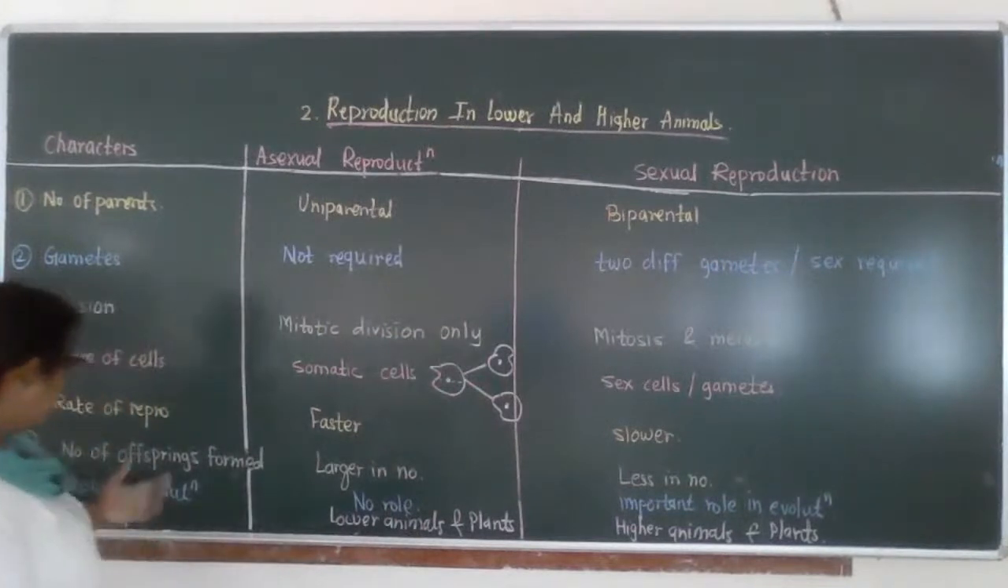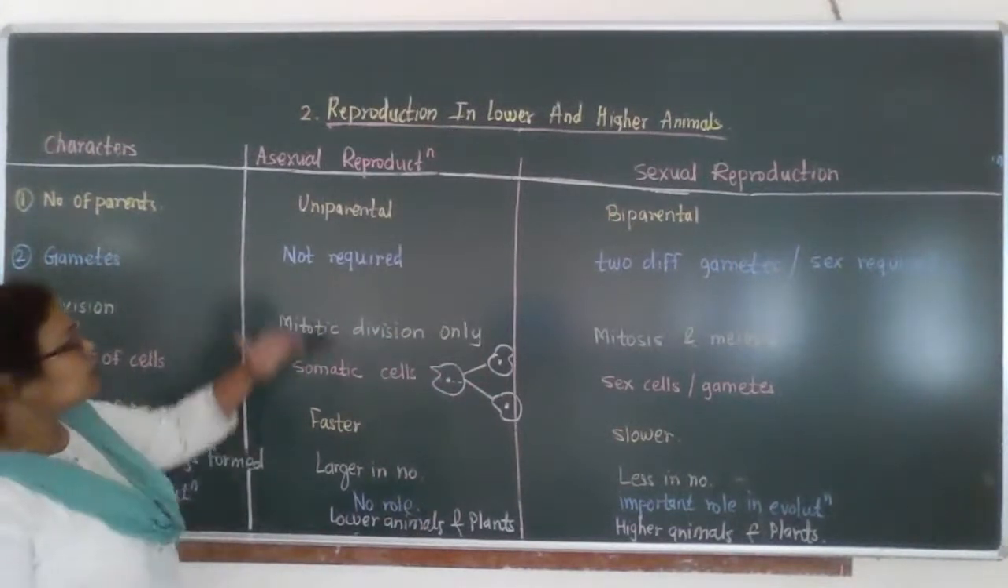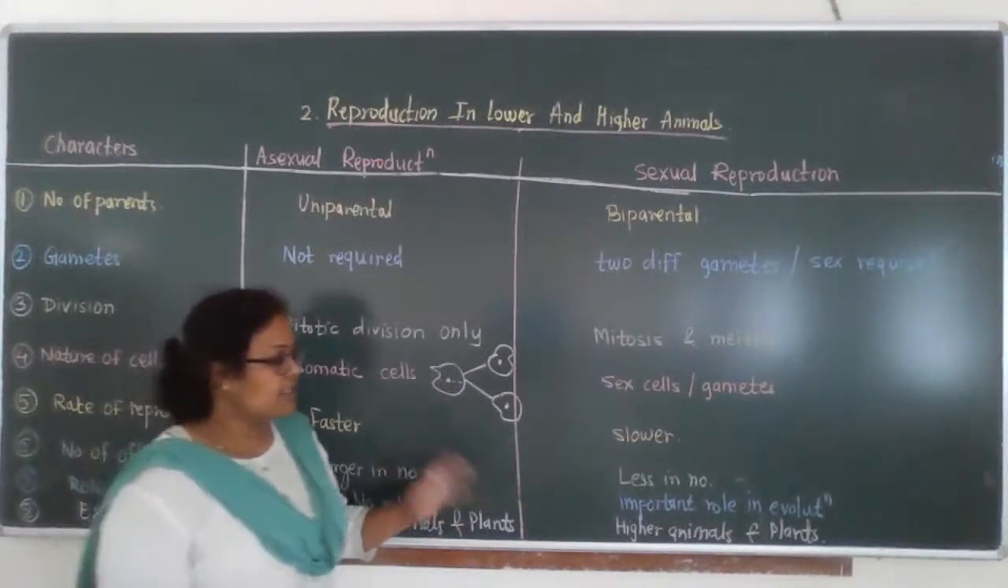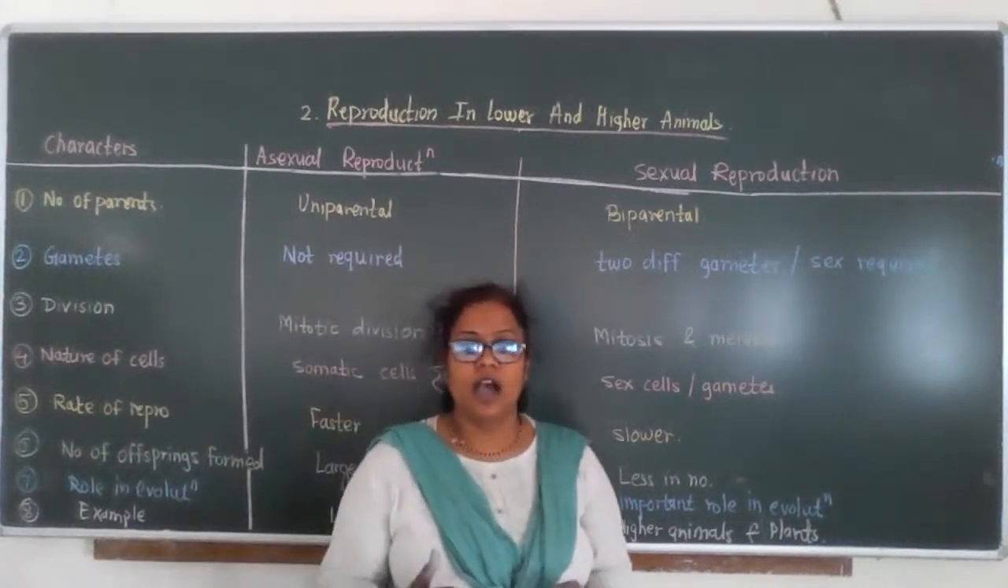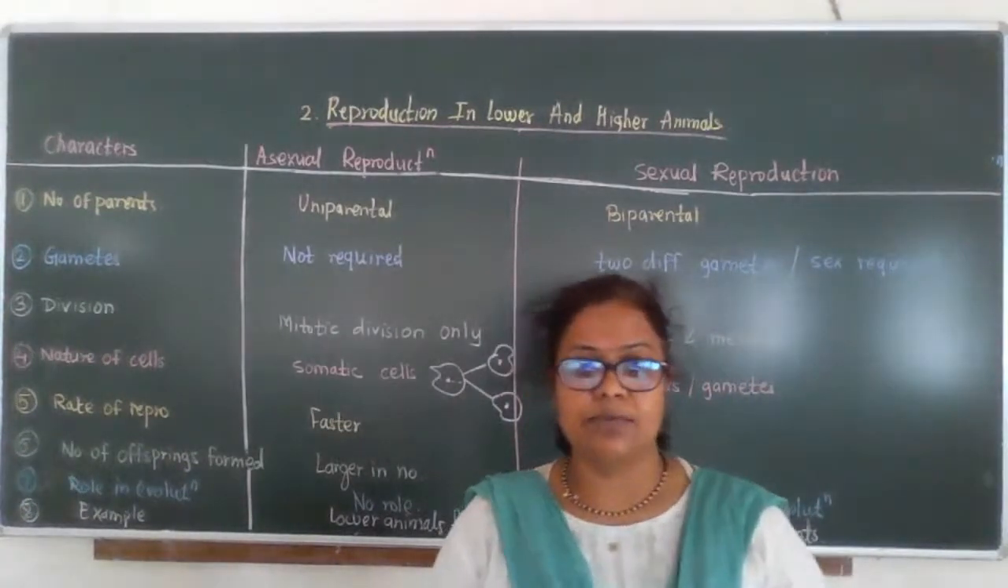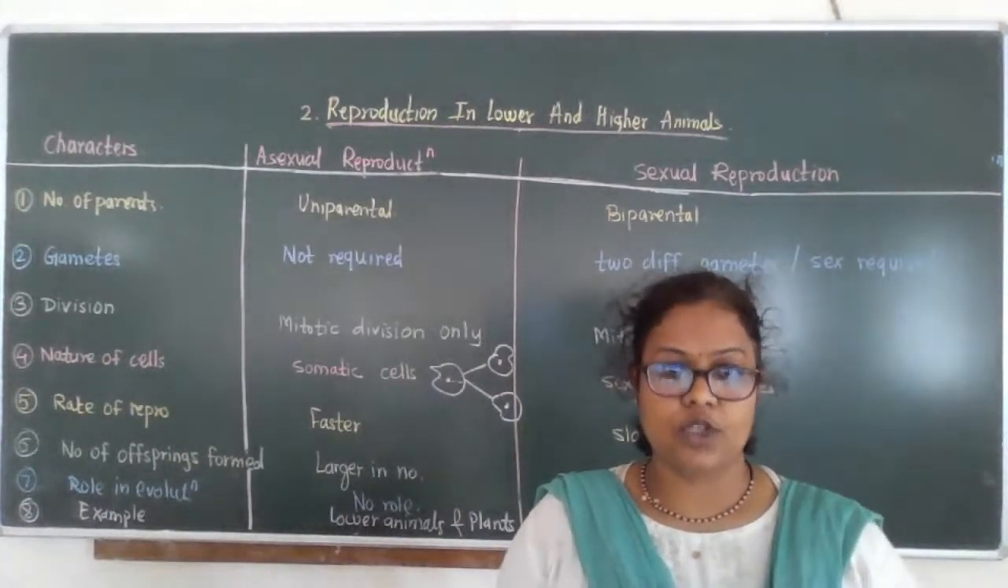Then the next one, the example. Asexual reproduction occurs in lower animals and plants, while sexual reproduction occurs in higher animals and plants. So this is all about the difference between asexual and sexual reproduction.